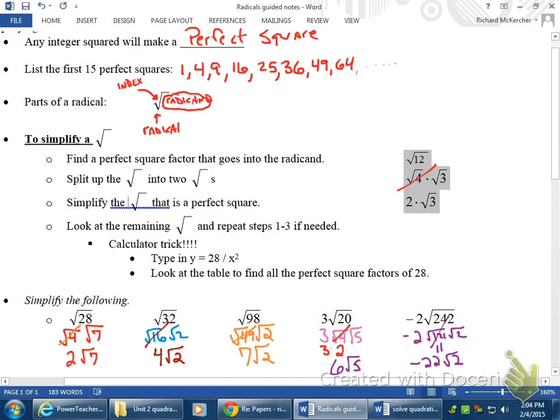Alright, like I said, this was just a real quick review. You got about 6 of these to practice tonight, and then we'll put all of our answers in perfect squares.